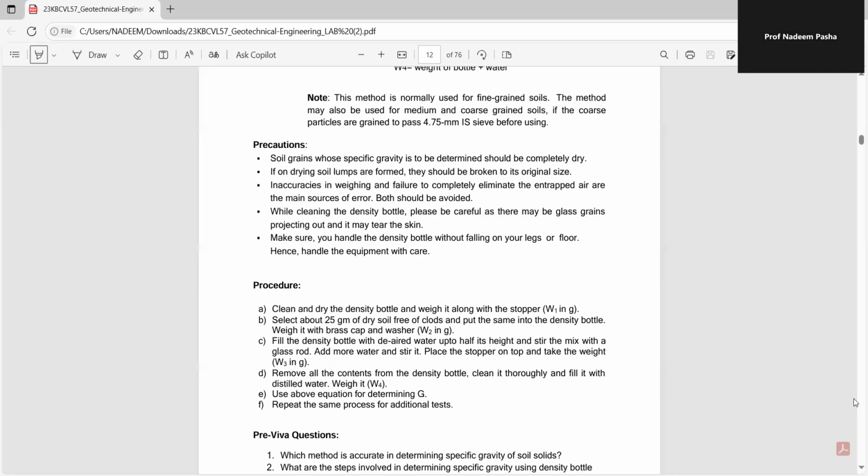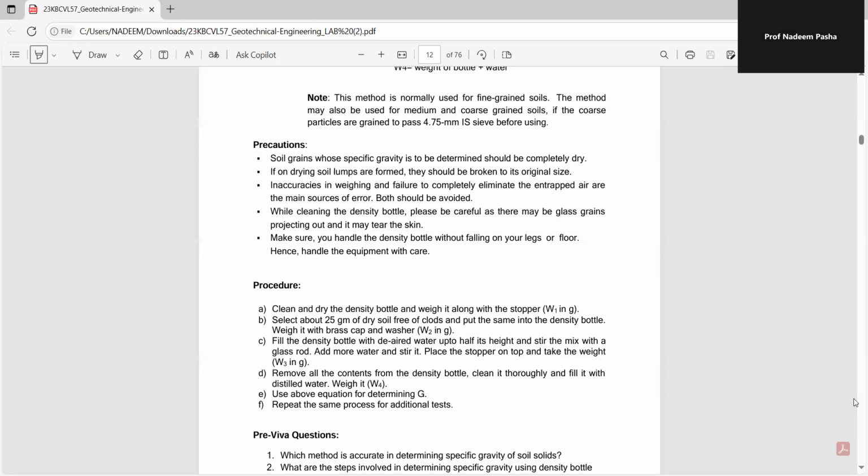Next, what you have to do is remove all the contents from the density bottle, clean it thoroughly and fill it with distilled water, which will be weighed as W4. Now you have to use the above equation for determining G. Once again, use the above equation to find G. Repeat the same process for an additional test.